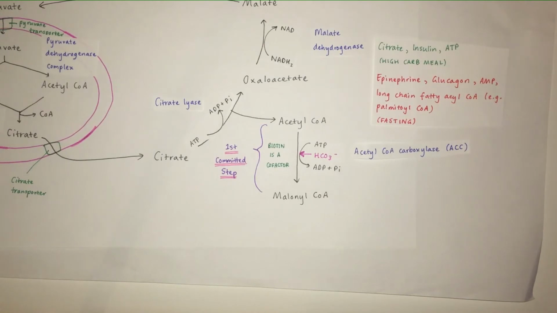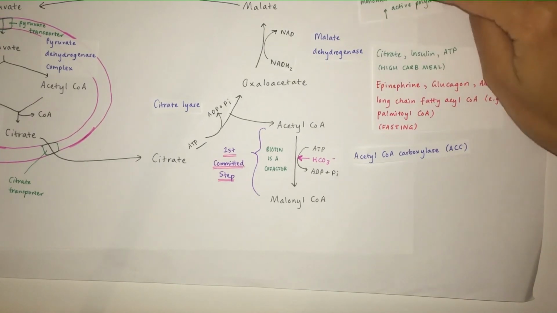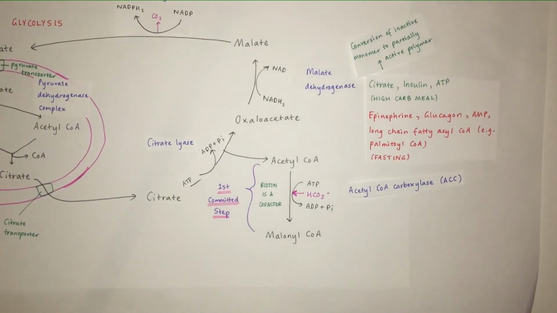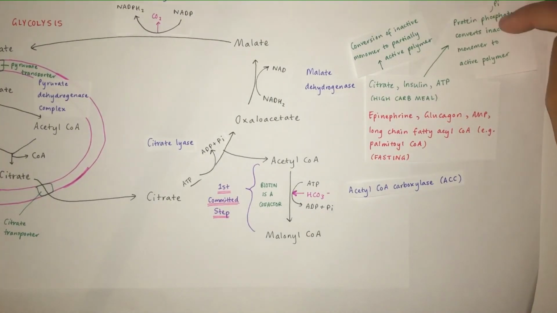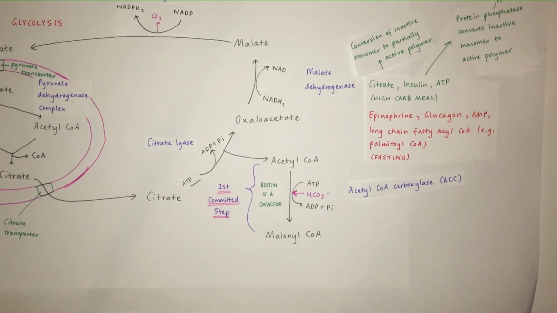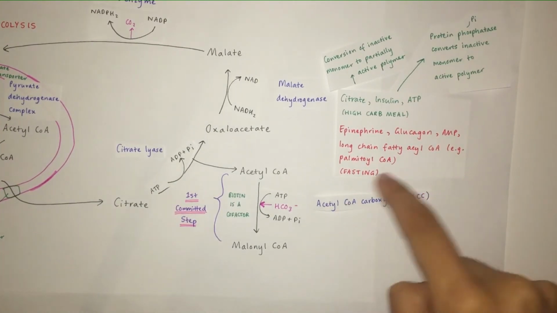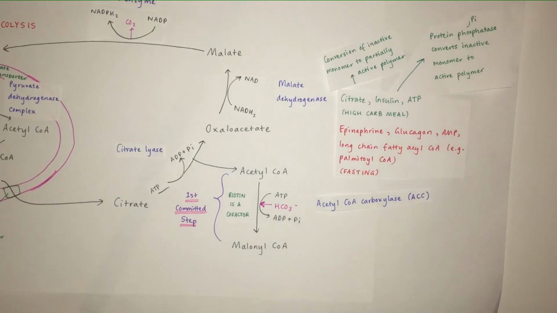We're making more fat. So citrate converts the inactive monomer of acetyl CoA carboxylase to a partially active polymer. On the other hand, we've got insulin. And insulin, if you remember from the glycogenesis and glycogenolysis video, promotes dephosphorylation, and it does that through protein phosphatase. So the protein phosphatase will convert the inactive monomer of acetyl CoA carboxylase to an active polymer. So that's how those two promote this reaction to go forward.